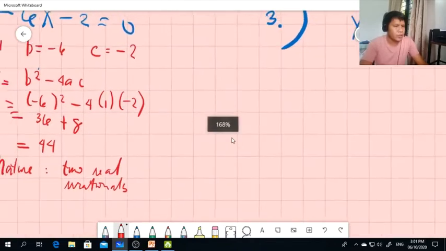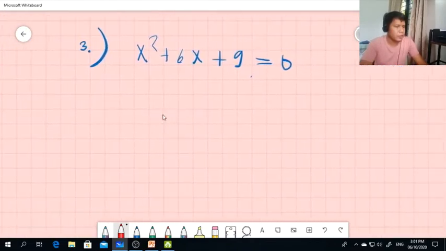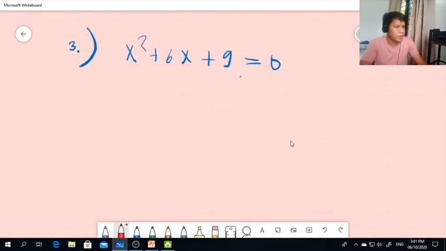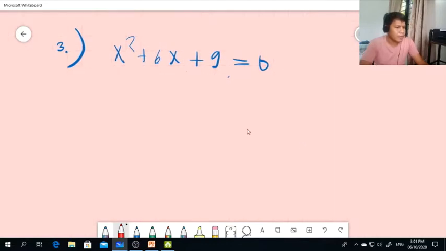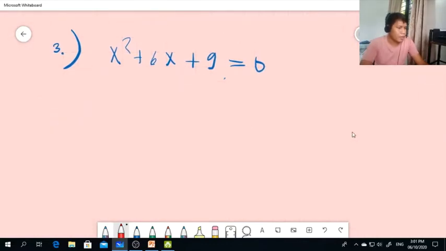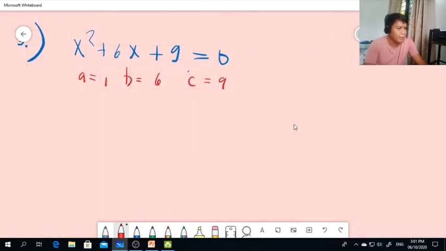Now, let's proceed to the third example. That is the equation x squared plus 6x plus 9 is equal to 0. Again, we identify the values of a, b, and c here. So your a here is 1, your b is positive 6, and your c is positive 9. And again, applying the formula, you have here d, and it's equal to b squared minus 4ac.